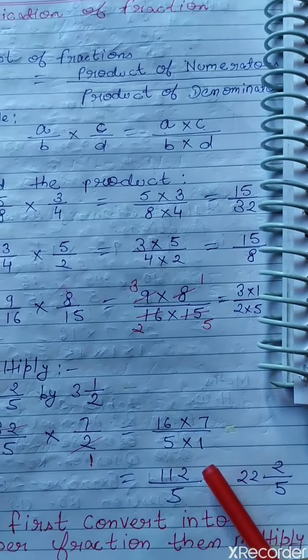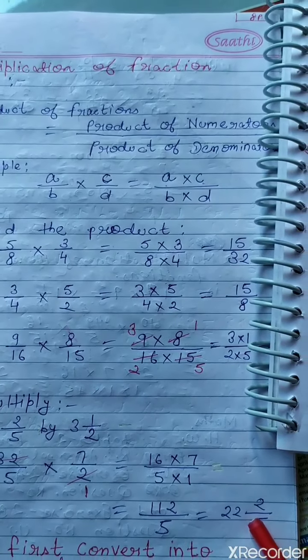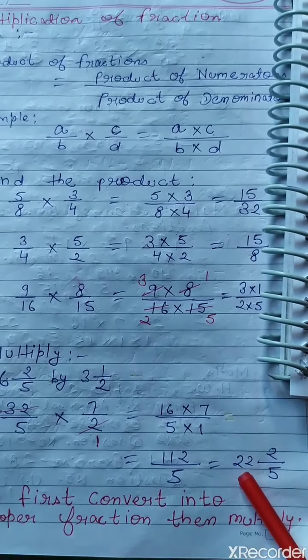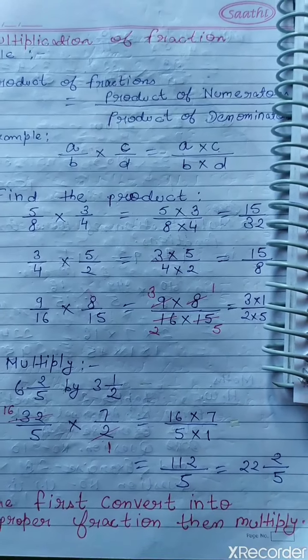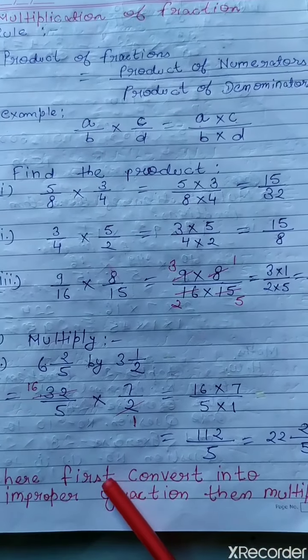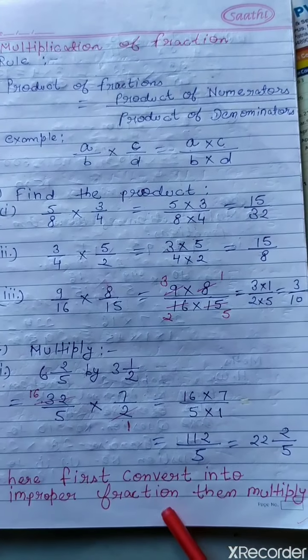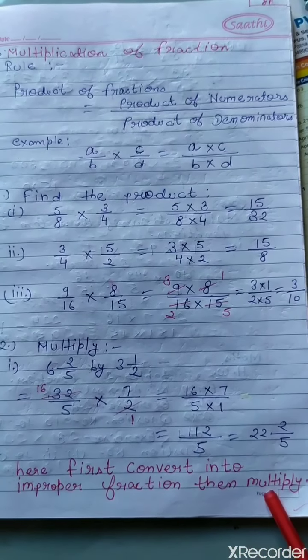So the answer is 112 by 5. This only I have given here, 112 by 5, which you now convert into a mixed fraction, then it is 22 whole 2 by 5. So here is the rule I have given: first convert into improper fractions, then multiply. Okay.